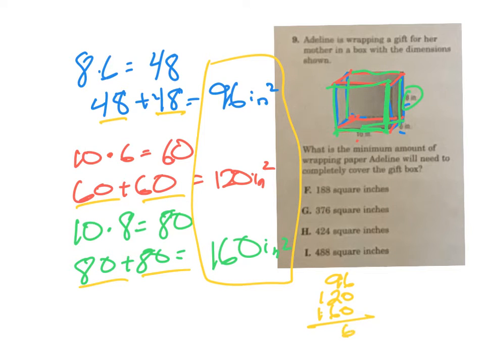6. Let's see, 6 plus 2 is 8, plus 9 is 17. And 1, 2, 3, 376. And it is inches. And because it's the area, it's squared. Square area. So it looks like G, 376 square inches would be enough paper to cover that box. Okay? Being able to find the surface area is important. You'll need to know that.